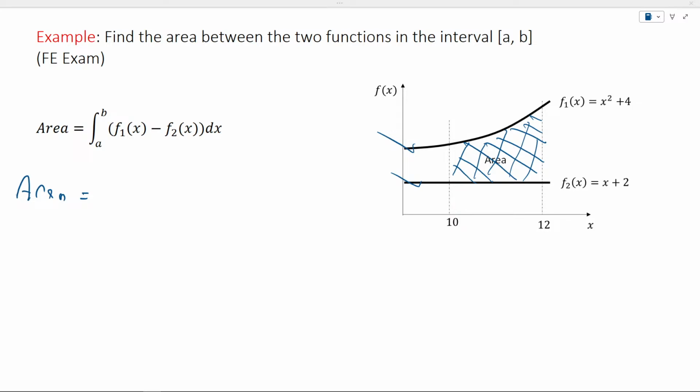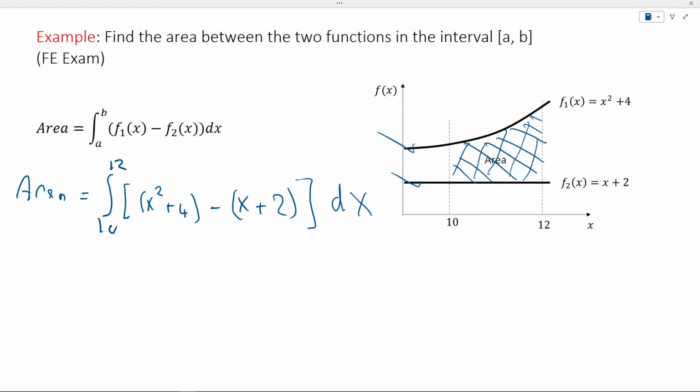So that would be the integration. I'm integrating from 10 to 12, because I want this from 10 to 12. What is my f of x1? Let me open a big bracket here. That would be x squared plus 4, minus my f of x2, that's the equation of this line, minus x plus 2. And then I close this bracket and I say dx.